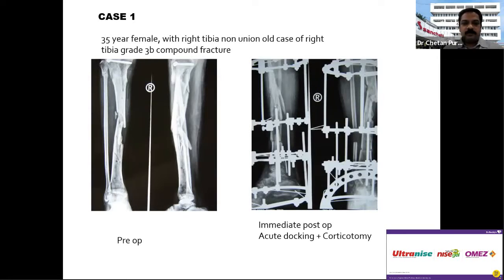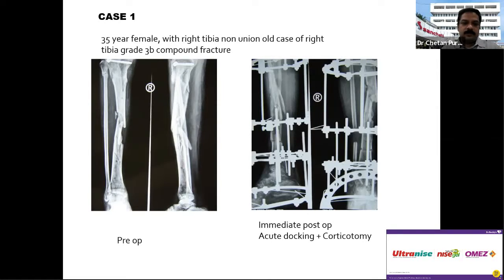This was a 35-year-old female who had a segmental compound fracture, grade 3B tibia. You can see the combination: there is a proximal tibia fracture which has been fixed with a cannulated cancellous screw at the time of initial debridement and external fixation. This X-ray is after removal of the external fixator, and there is non-union at the middle third level. In this case, we have used a 3-ring construct along with a foot frame. We have done a fibular cuff resection here to allow acute docking or compression, and we have done a distal corticotomy in the distal tibia.